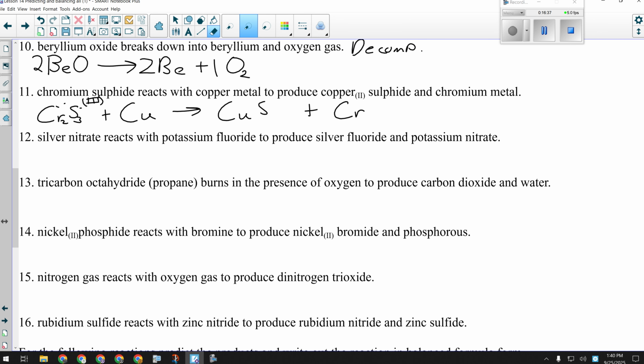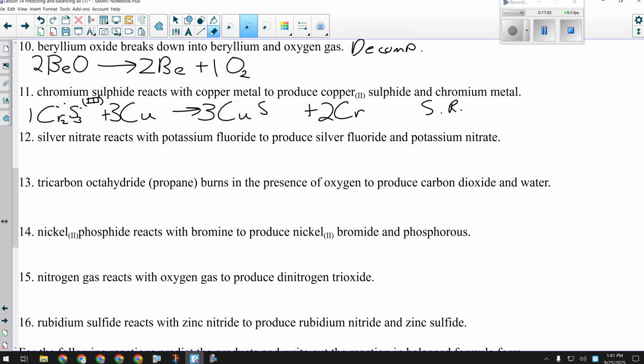Single replacement. I've got an ionic compound and an element. Okay, so when we do that, now we've got to balance this thing. Sulfur is the biggest number. I need to put a 3 there to balance the sulfur, a 3 there to balance the copper, and a 2 there to balance my chromiums, and then this would just be a 1.